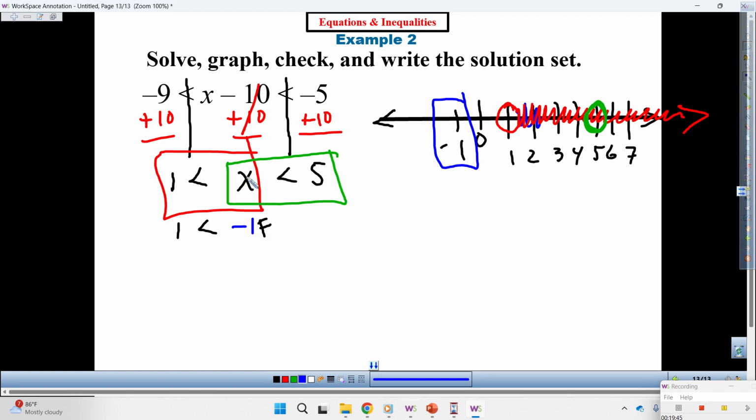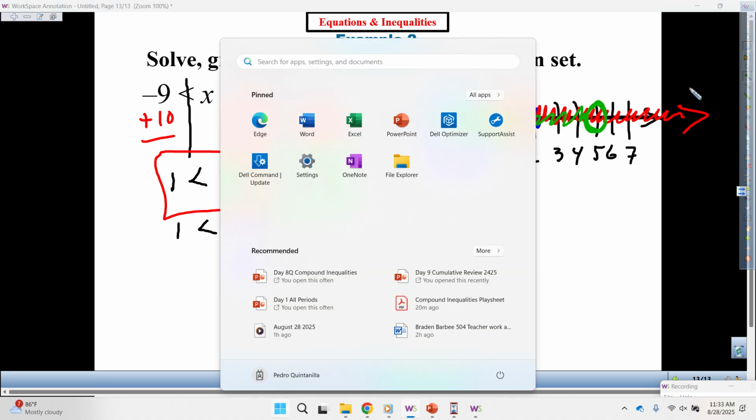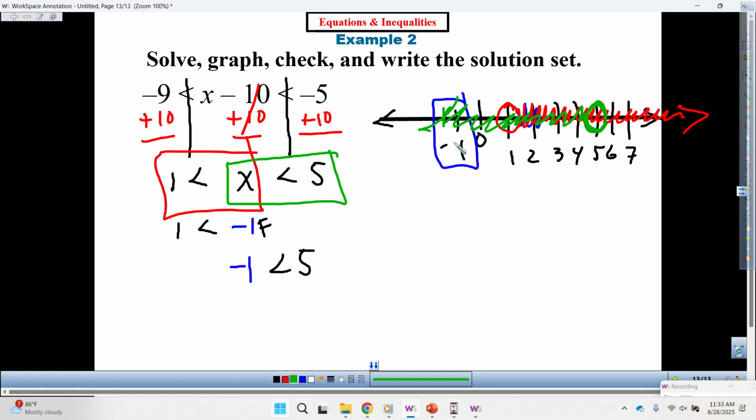Negative 1, okay. Keeping us constant, so here is negative 1 instead of x. Bring down the less than 5. Let's read it. Is negative 1 less than 5? Yeah, so we're going to shade towards negative 1. That way.